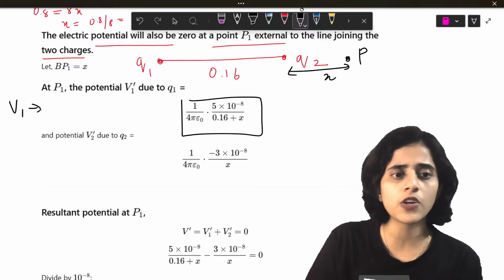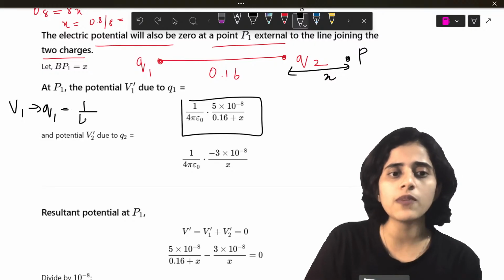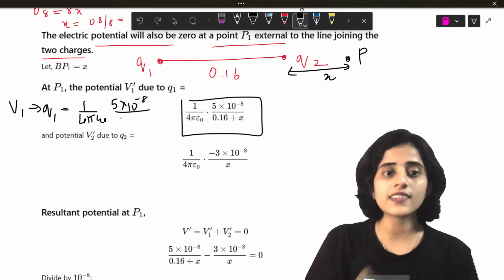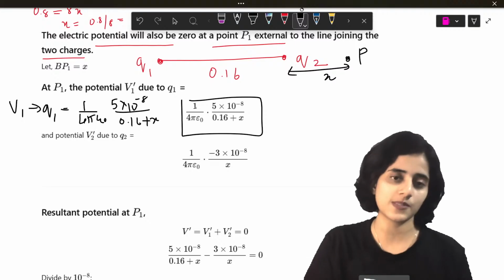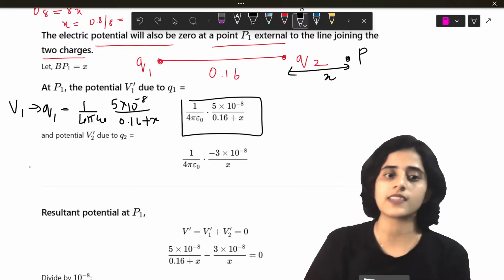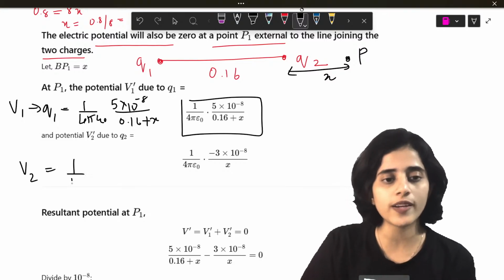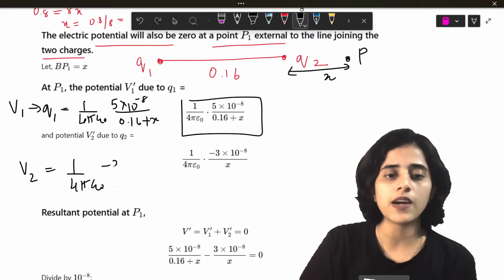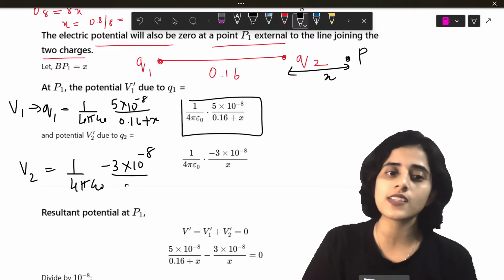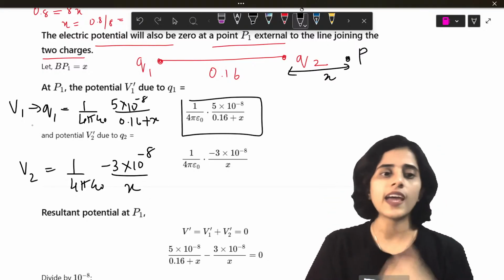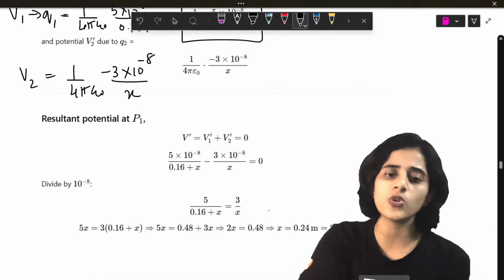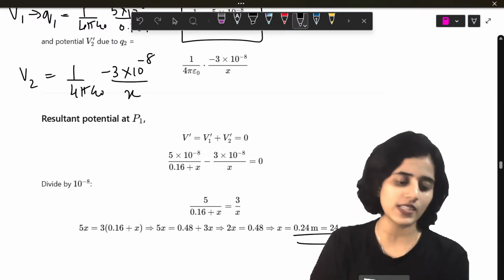So V1 because of Q1 will be what? 1 by 4 pi epsilon 0, 5 into 10 raised to minus 8, divided by 0.16 plus x, because from Q1 all the way till P it's going to be 0.16 plus x. Now V2 will be what? 1 by 4 pi epsilon 0 into minus 3 into 10 raised to minus 8, the whole divided by the distance from Q2 to P. What is the distance? x. And then V1 plus V2 should be 0. At point P the potential should be 0. You add it, you equate it. Same steps, you will get 24 centimeter.